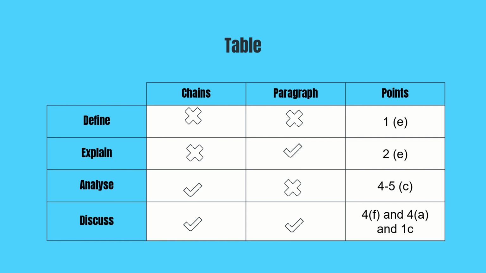For a define question, you do not need chains, you do not need paragraphs, you just need 1 point and elaboration or 2 points. Explain questions do not need chains. They need paragraphs and two elaborated points. Analyze, they need chains. Paragraphs, no need. 4 to 5 chains or with a point. Discuss, of course they need chains, they need paragraphs. 4 points, 4 against points, one conclusion and one introduction.